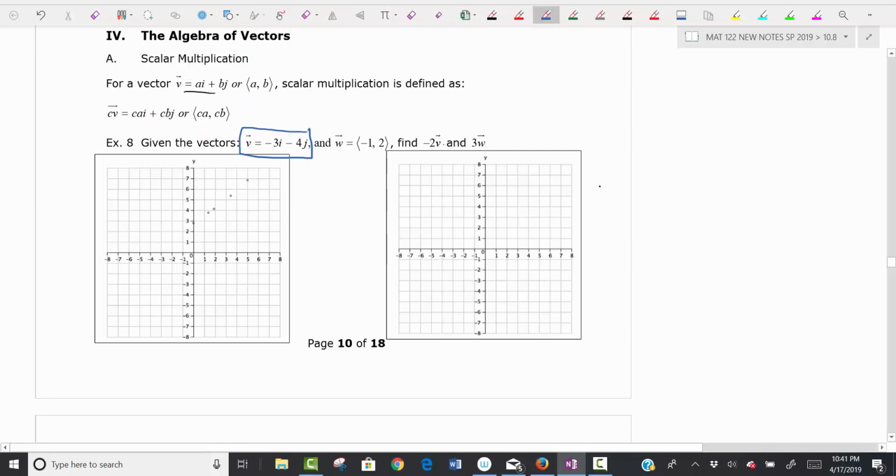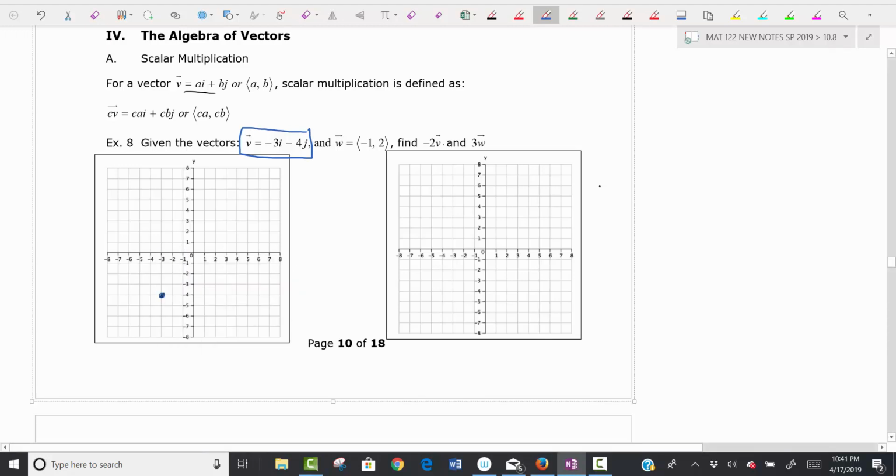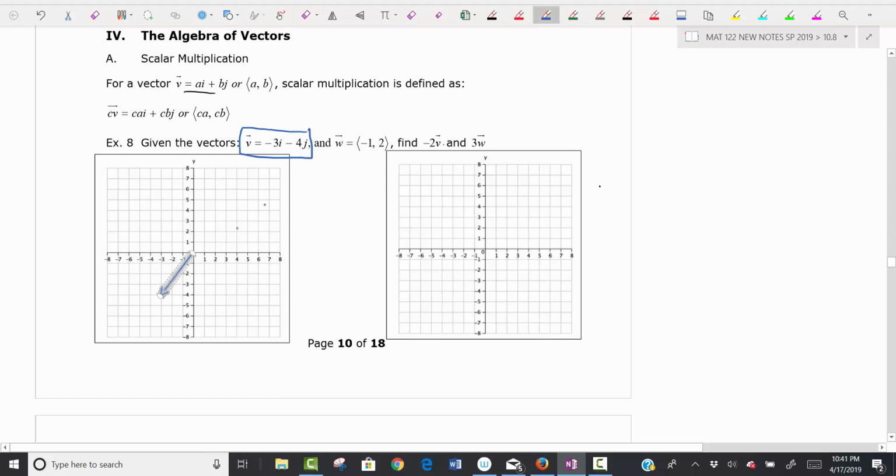So let's go ahead and do that. This vector is left 3, down 4. So you want to go ahead and get that put together. Then I'll show you what we do with the scalar multiplication, which we have talked about. We just hadn't done it, I think, algebraically. We have done it graphically, though.